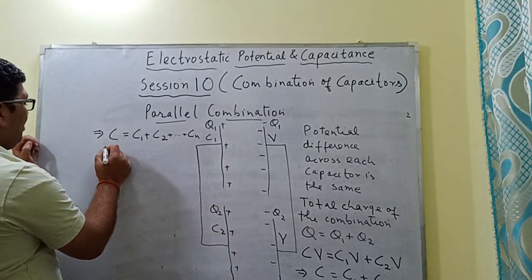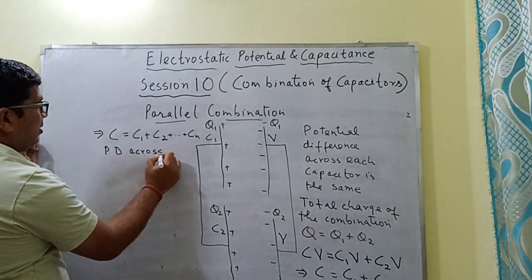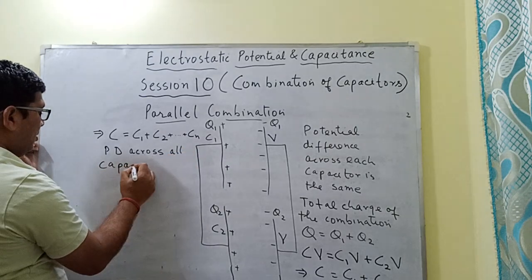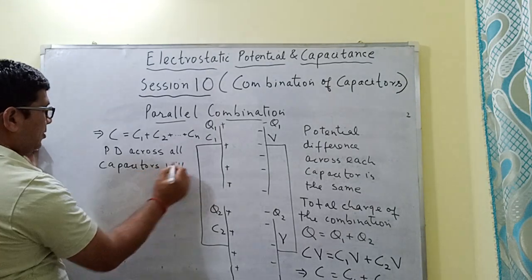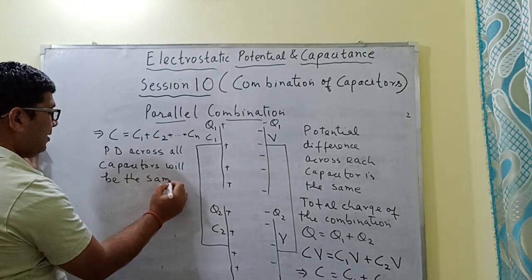सेकेंड पॉइंट आ जाता है कि the potential difference जो है across all capacitors जो है will be the same. ये सेकेंड पॉइंट हो गया.